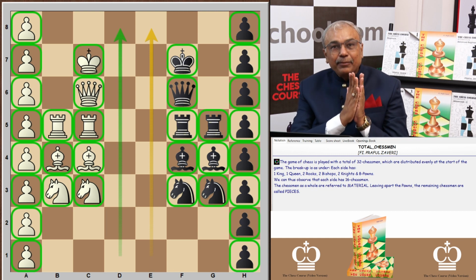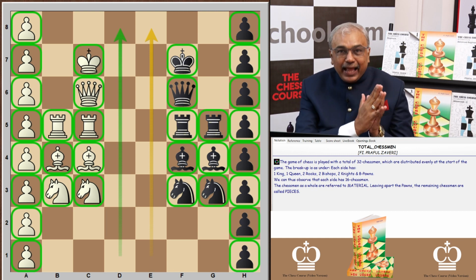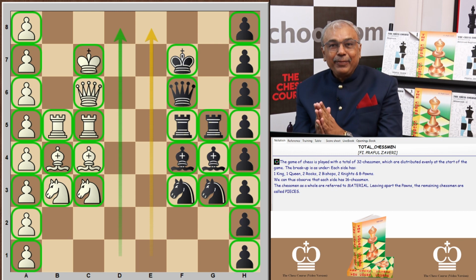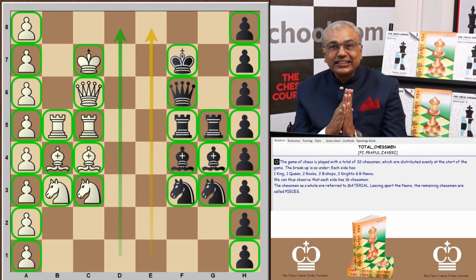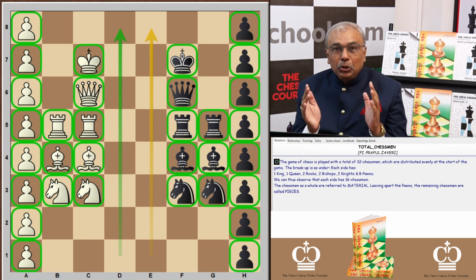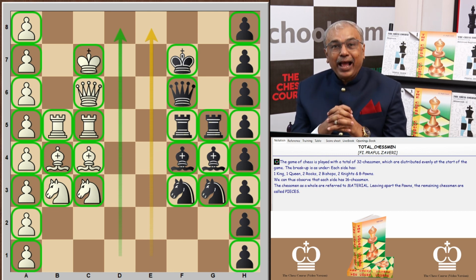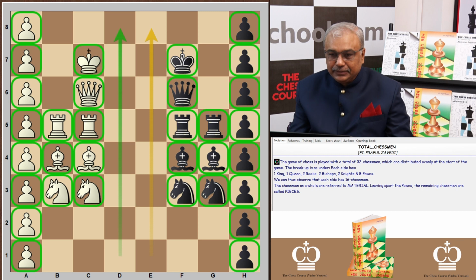So again, the basic point to remember is that there are 6 types of chessmen, and the breakup is that each side has got 16 chessmen, which consist of 1 king, 1 queen, 2 rooks, 2 bishops, 2 knights and 8 pawns each.